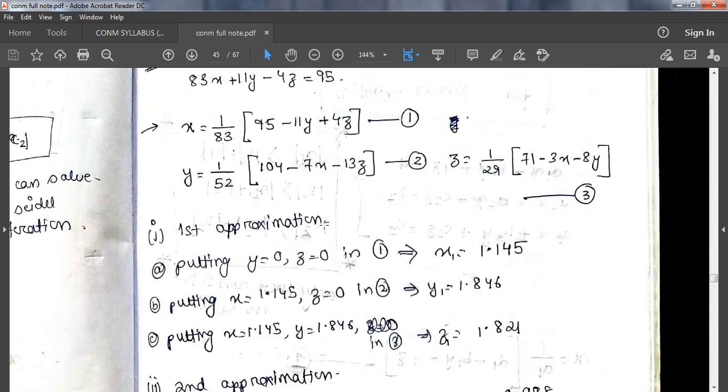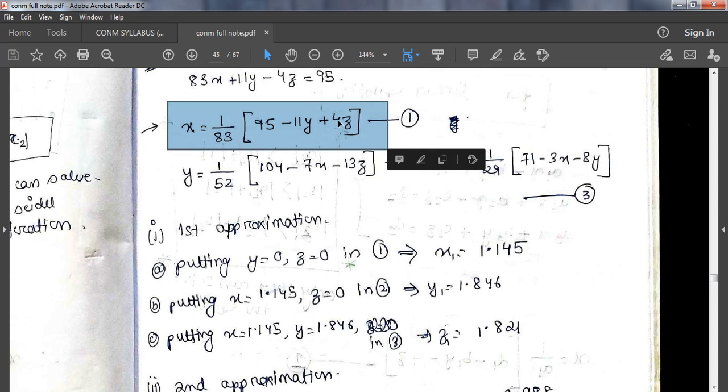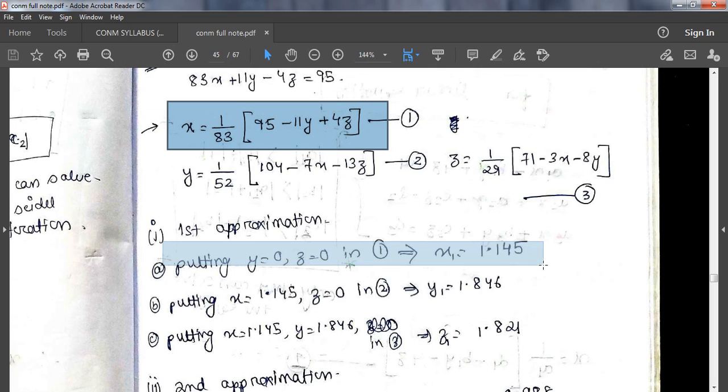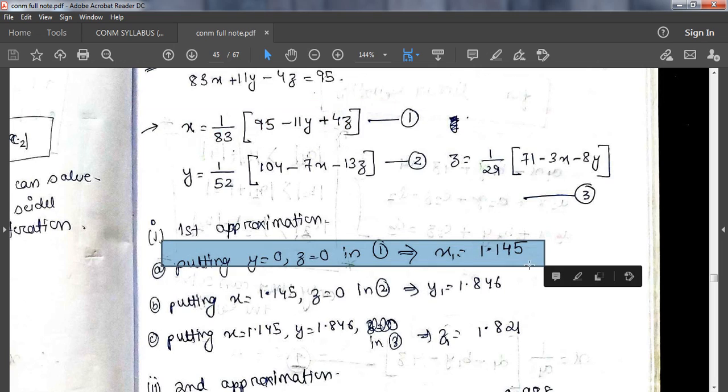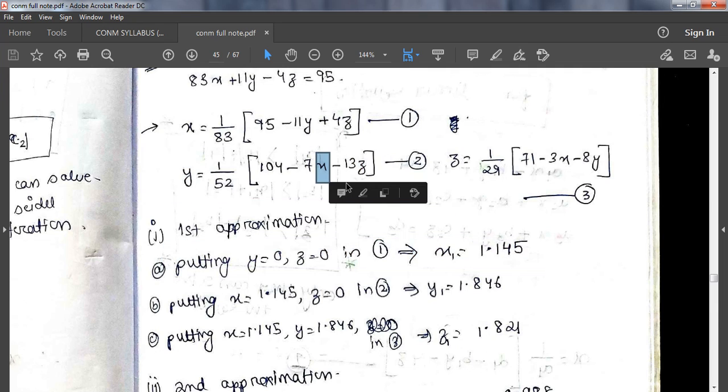Now, in the Jacobi method, what did I do? I put y and z as 0 and found x, put x and z as 0 and found y, put x and y as 0 and found z. Isn't it? But here I will not do this. Here, in the first x, I will put y and z to be 0 because I do not have any value for them. When I put y and z as 0, I have some value of x, which is 1.145. So now I do have a value of x. So in the second iteration, I will not put my x to be 0. I will put my x to be this.